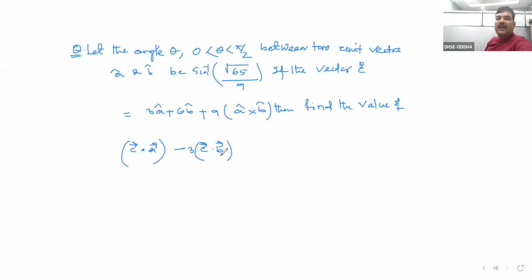If the angle theta, where theta belongs to 0 to pi by 2, is the angle between the two unit vectors A cap and B cap, and the angle theta is equal to sin inverse root 65 upon 9, if the vector C is equal to 3A cap plus 6B cap plus 9 times A cap cross B cap, then find the value of C dot A minus 3 C dot B.